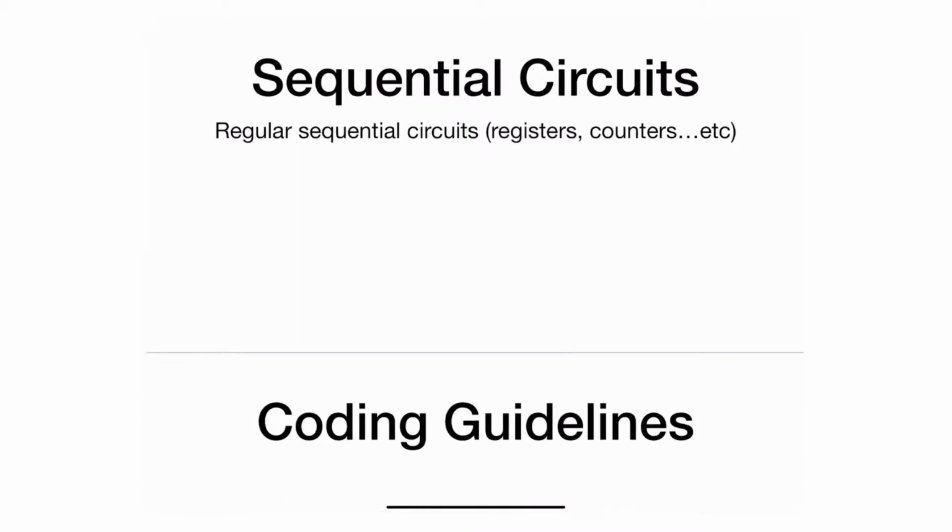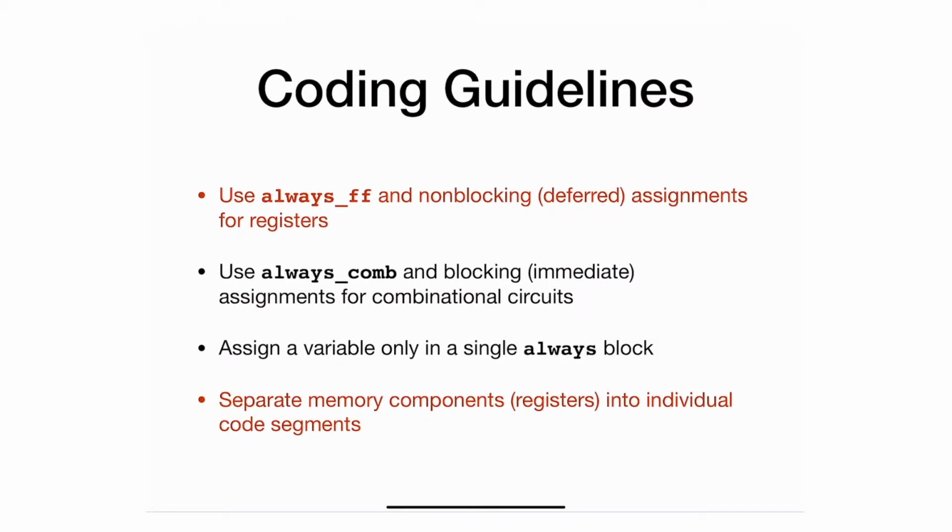Okay, so I'll review the coding guidelines we've covered previously. There are 4 guidelines, and the 2 in red are what's relevant to us now in terms of sequential circuits. I will start by talking about the first one, the one on the very top, which basically tells you that you should use always_ff, or always flip-flop, and non-blocking assignments for registers. And later on, I'm going to talk about the last one, which is to separate the memory component for registers into individual code segments. Okay, so let's get started with that.